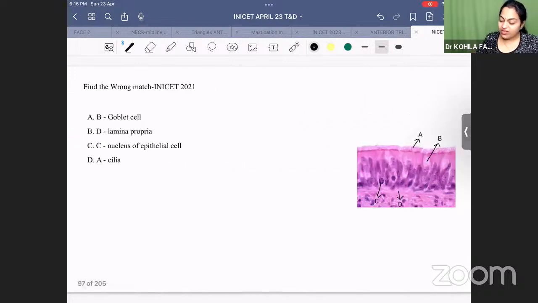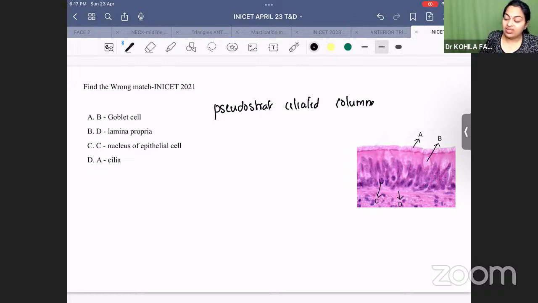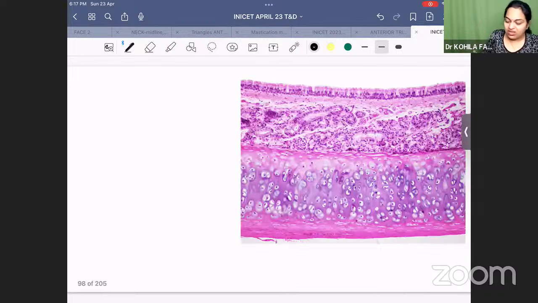Because once they've asked about the respiratory epithelium. What is a respiratory epithelium? It is pseudostratified, ciliated, columnar epithelium, right? You can make out the cilia here. A is cilia. What is B here? B is the goblet cells, right? C is the nuclei of the epithelial cell. And D is the basement membrane. It's not the lamina propria. So what are the things that you're supposed to know about the respiratory epithelium? This is the picture of trachea.